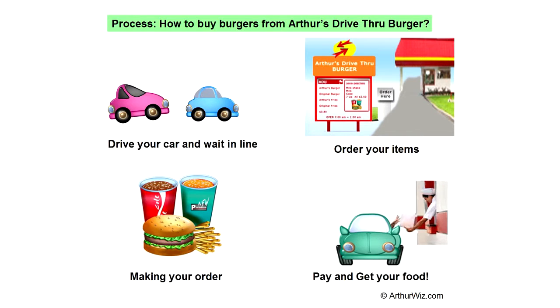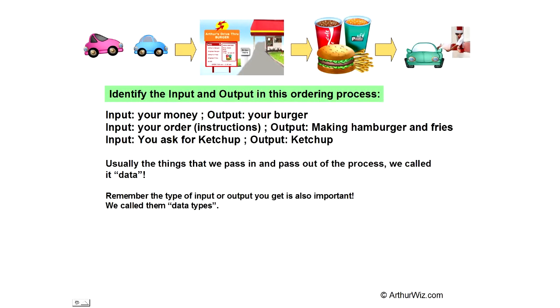So in this slide, we want to view the process in another way, where we identify the things or objects that involve the inputs and outputs in the story we described earlier. So let's identify the input and output of the entire process in the big picture. The input is your money and the output is your burger, the food that you ordered.